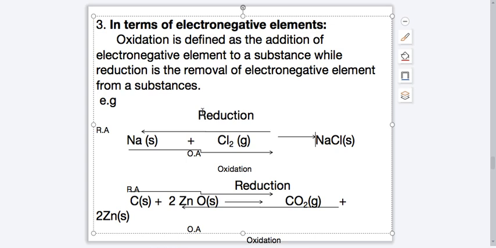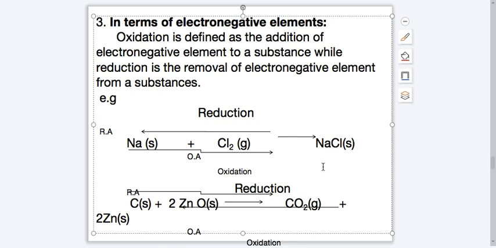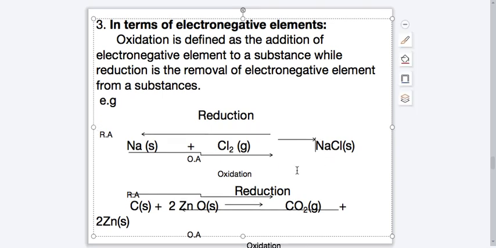So the one that oxidizes here will serve as our reducing agent, Na is the reducing agent, while Cl2 will be our oxidizing agent. You balance this by putting 2 Na plus Cl2 to give 2 NaCl. The second example under this is what I've explained before. So you have carbon plus ZnO giving CO2 plus Zn.